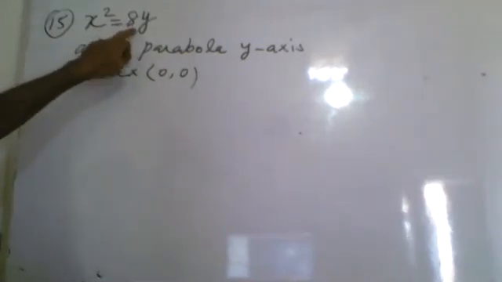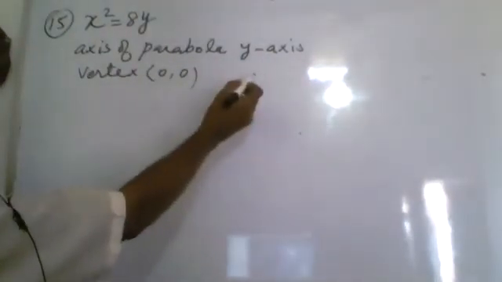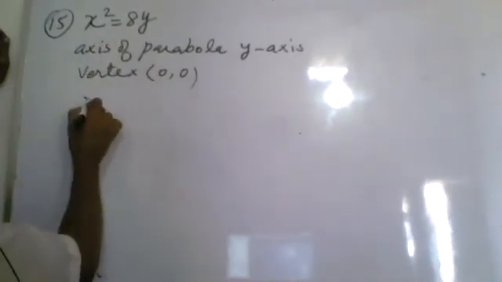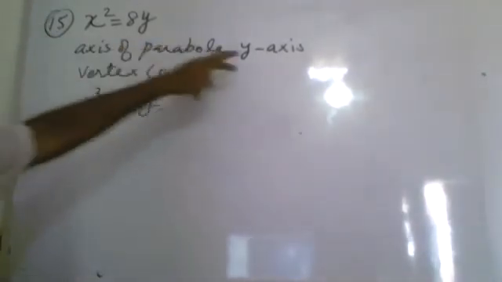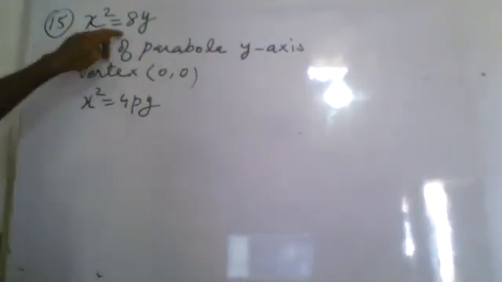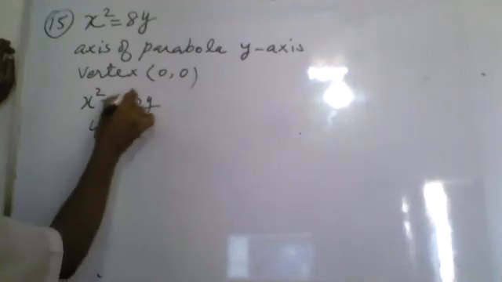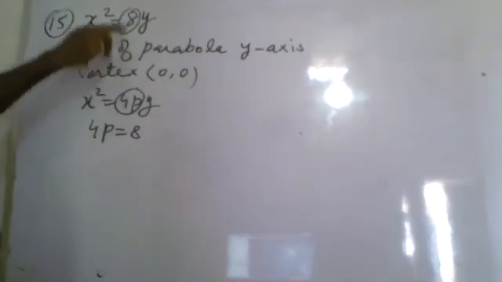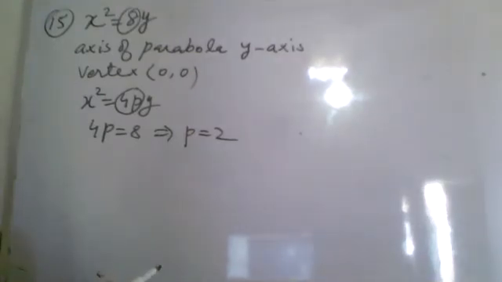First of all, we find the value of p. When the axis of the parabola is the y-axis, the equation is x square is equal to 4py. This is the equation for the y-axis. So 4p is equal to 8. If you compare the two equations, 4p is equal to 8, so p will be equal to 2.